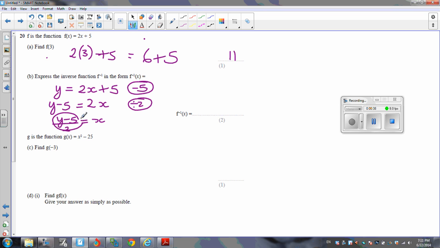Now remember, this is the inverse function, but the inverse function has to be in terms of x. So I'm just going to replace that y with an x. So the inverse function is actually x minus 5 over 2.